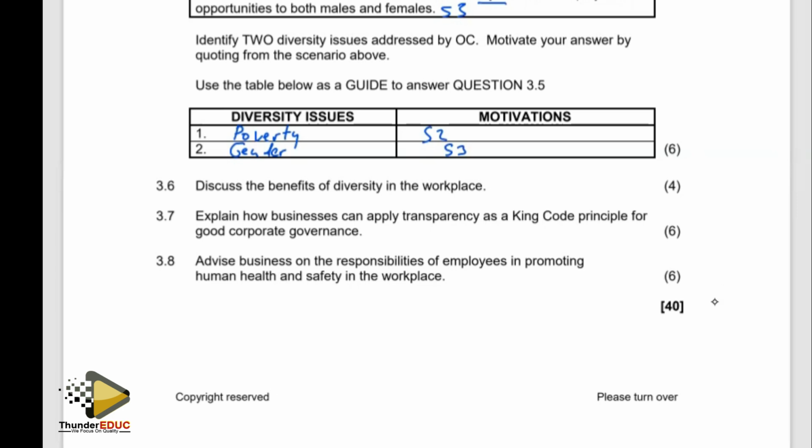Okay, right. So now we're saying that diversity in the workplace improves morale or motivation. Okay, right. But remember, because it is 4 marks, you have to come up with 2 points. Remember, I gave you around 4 points in this question.